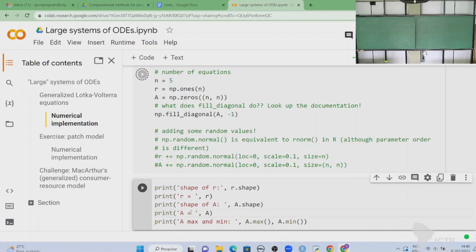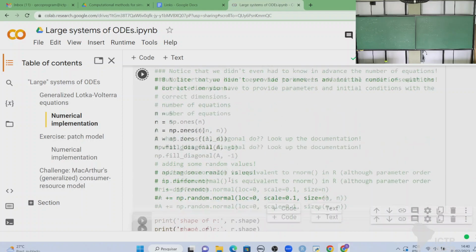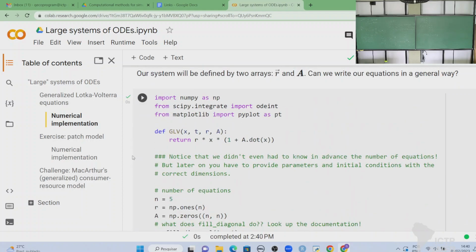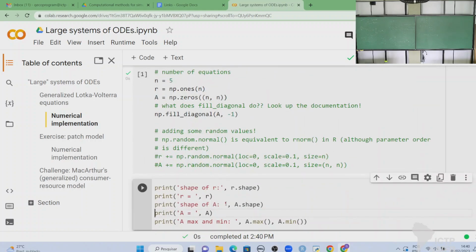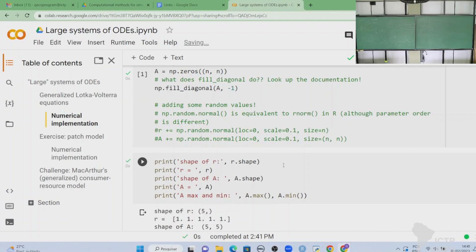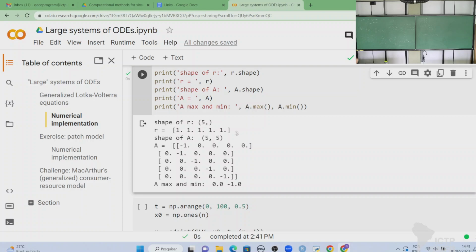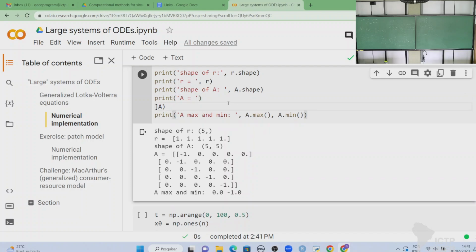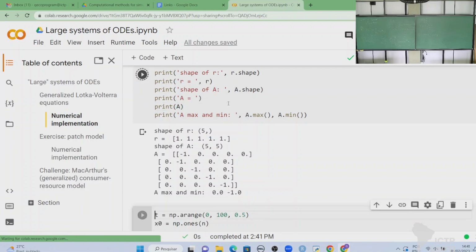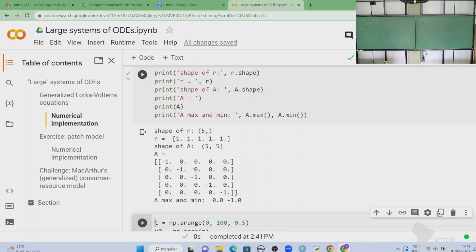Let me print R and A here, okay? Running for the first time. So R has shape 5, one-dimensional, with only ones, right? And A is 5 by 5 with -1 on the diagonal, okay? Maybe I should print this separately so it's easier to see. Yeah, now it's easier to see that the main diagonal is -1 and all the rest is 0, okay?